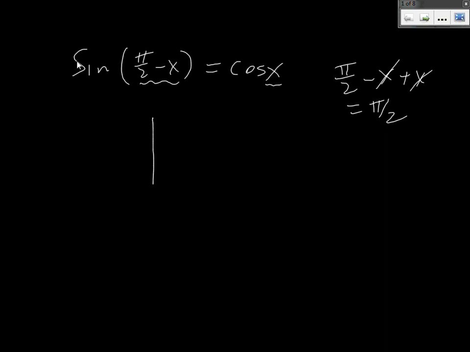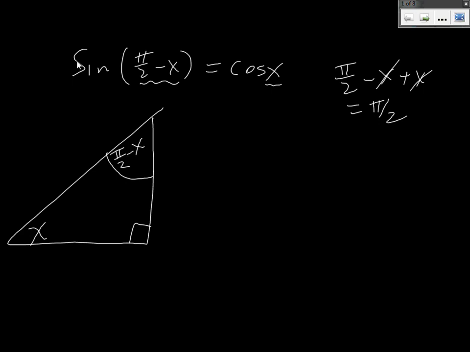Well, let's look. You have a right triangle. You have angle x, and the other angle, since the three angles add up to pi over 2, must be pi over 2 minus x. Well, let's call this A, B, and C and get our hands dirty.